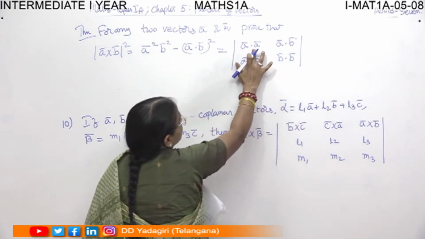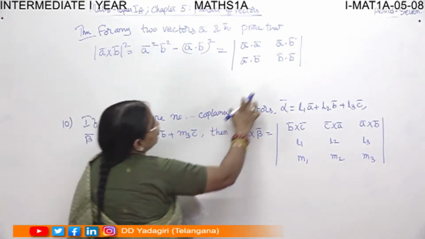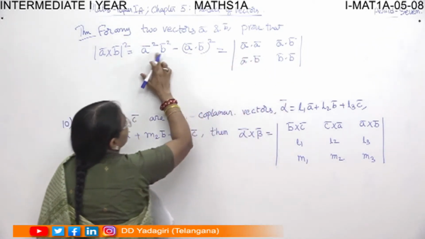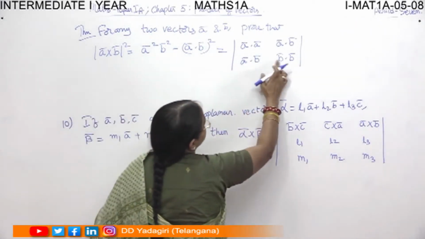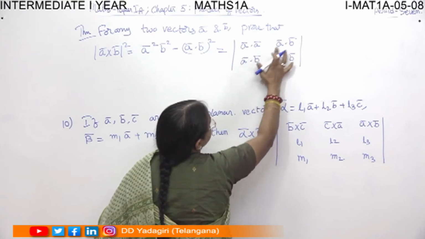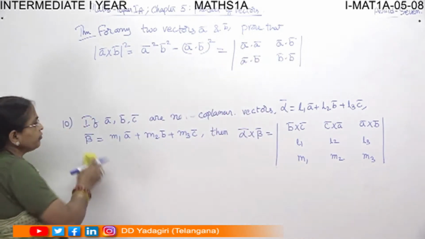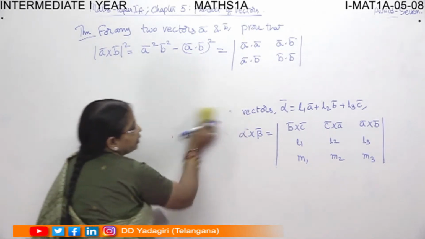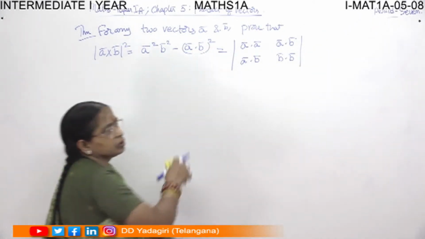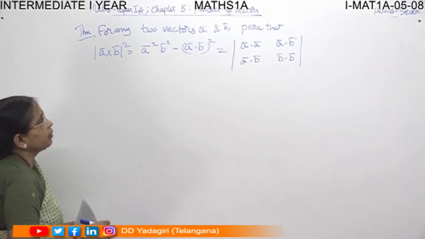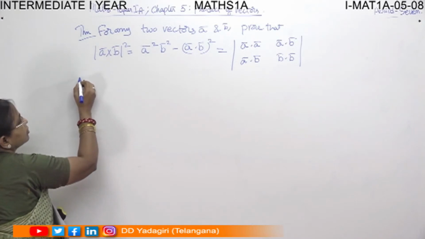So A dot A is nothing but mod A square. B dot B is mod B square or B square. You have learnt this in dot products. And then minus the determinant, so minus AD minus BC, so A dot B whole square. This is the formula. The proof is very important and we'll be using this formula in one or two problems also. When you use the formula, the problem becomes simple. Otherwise, you may have to simplify a lot to solve that problem.